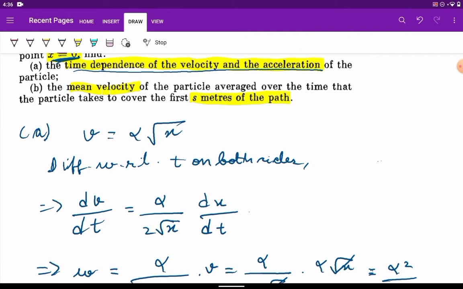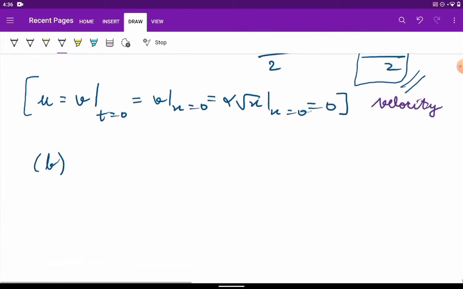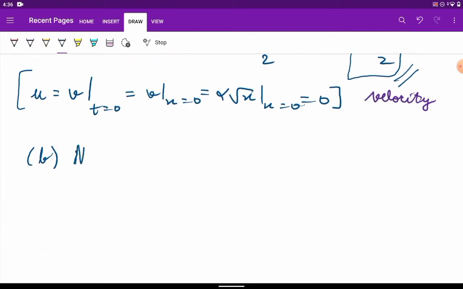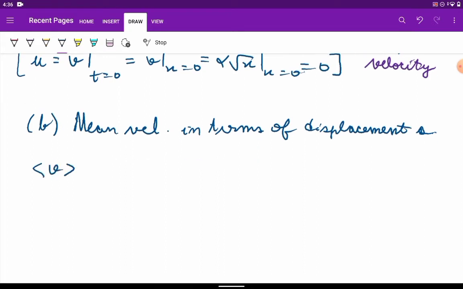Second part is the mean velocity of the particle averaged over the time that the particle takes to cover the first s meters of the path. So we need to find out the mean velocity in terms of displacement. Okay, this is what we need to find out. So, what is mean velocity? We represent it by this. It is basically the displacement by the time taken, right? Displacement by time taken.